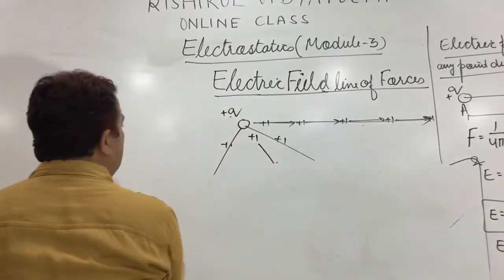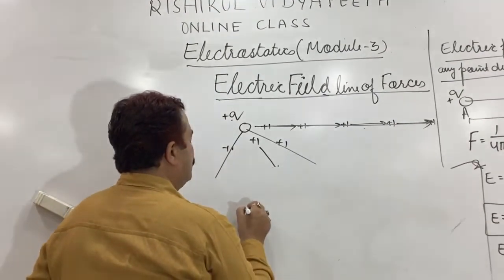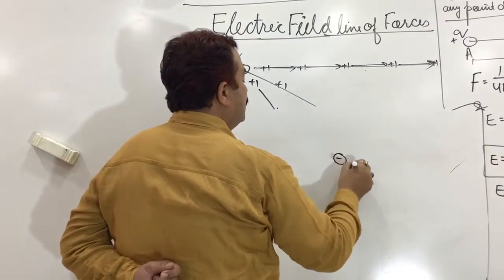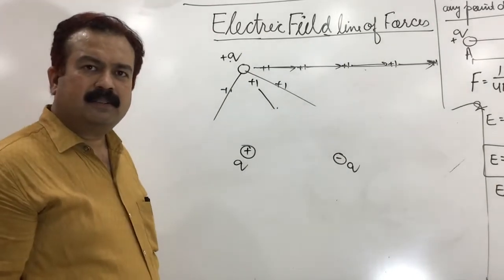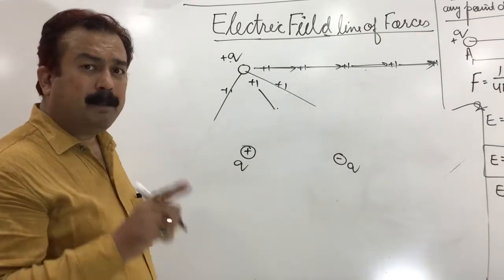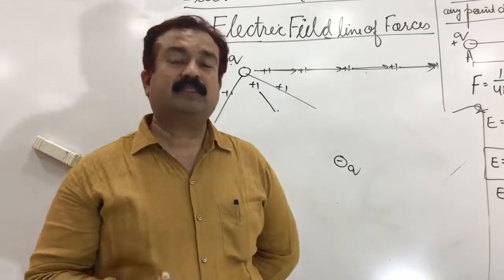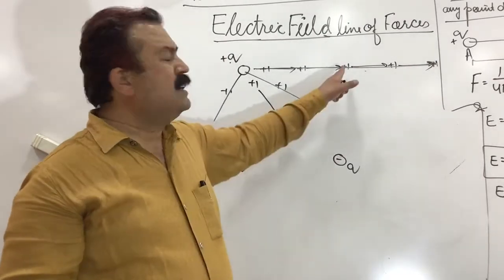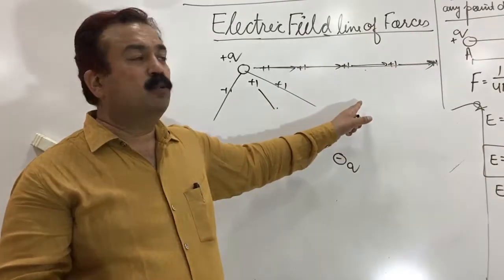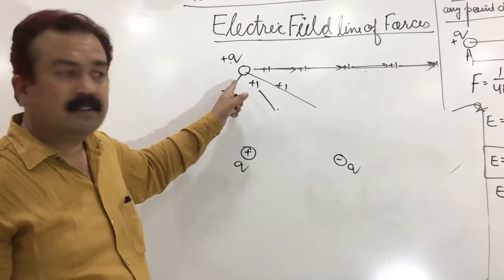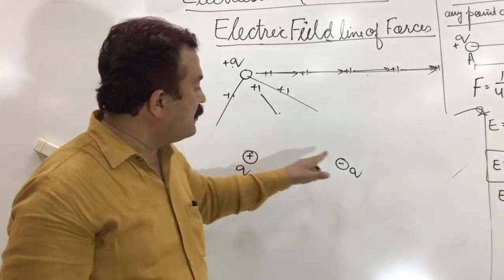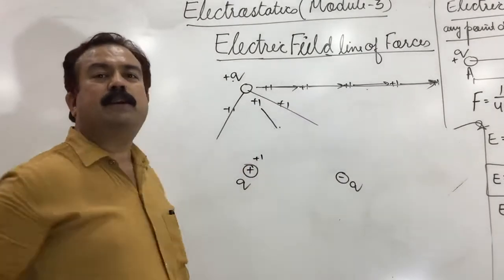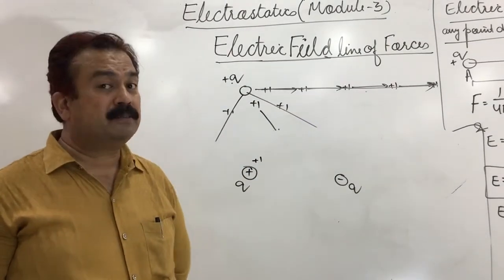How do the electric lines of force become curved? If a positive charge is present here and a negative charge is present here. I told you already, basically, what is an electric line of force? It is the path traveled by the unit test charge under the influence of a point charge. So in this condition, if we have both a positive and a negative charge, and we place a unit positive charge here, then what will happen, beta?